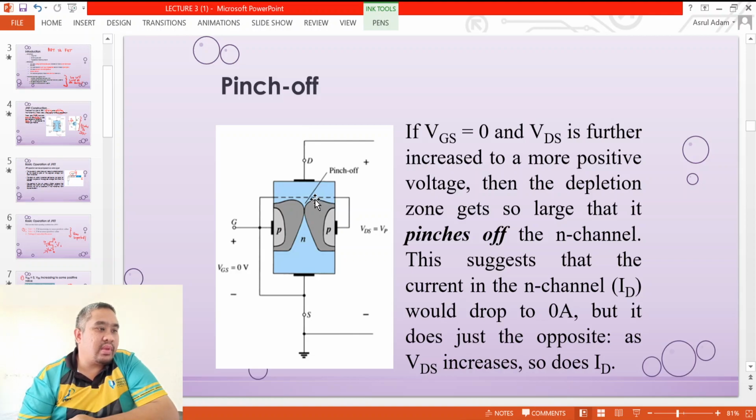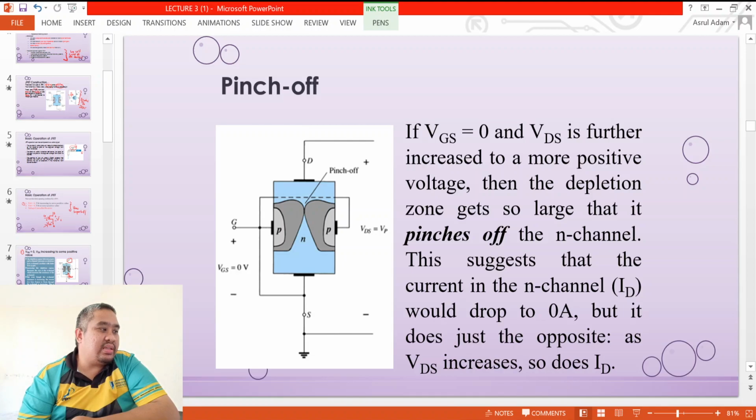Then what happens when pinch off occurs in this material? You can see in this sentence, this suggests that the current in the N channel, ID, would drop to 0 ampere, but it does just the opposite: as VGS increases, so does ID. So ID will drop to 0 ampere. Alright, let's move to the next slide.